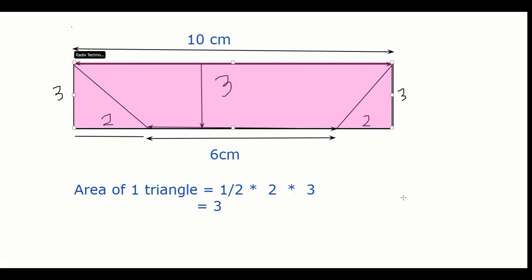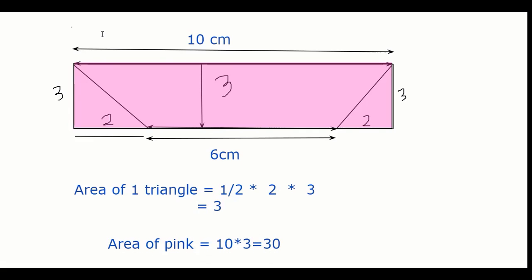30, because 10 is the length and 3 is the width. You know the area of a rectangle, 10 into 3, 30. So the area of the whole pink region is 30, right Mudit? We learned this already, 30.